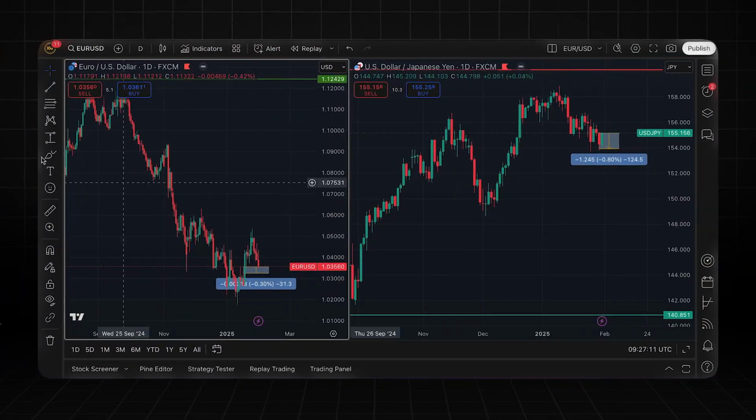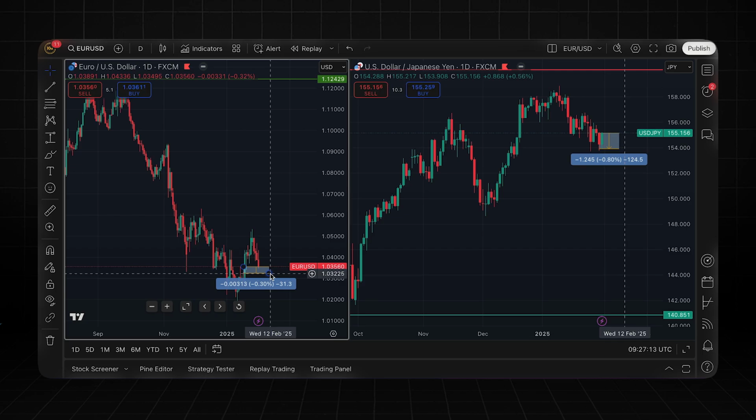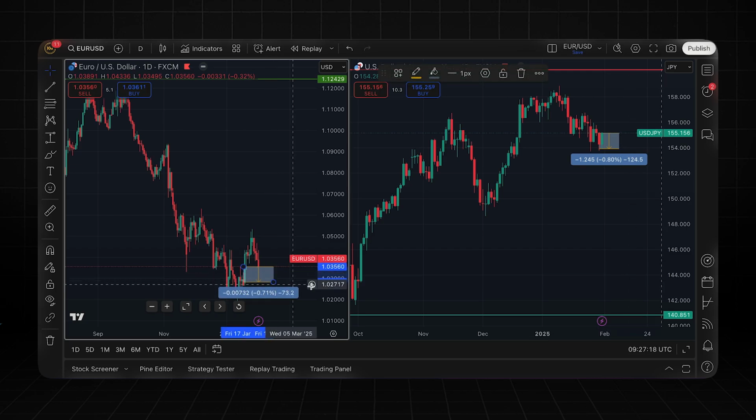So what we can do is get the measurement tool and go from the live price down to 0.71%, and let's see what the market tells us. The stop loss needs to be 73 pips, and that's bang on what the spreadsheet tells us. So we know where to place our stop loss.